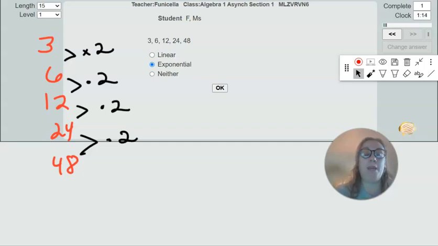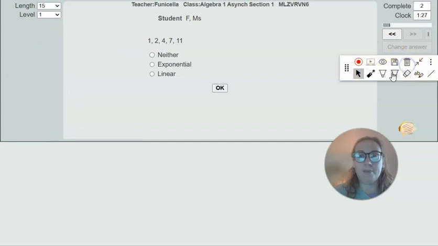The values are getting bigger quicker because they're being multiplied instead of adding. That's at an exponential rate. Go ahead and hit OK.